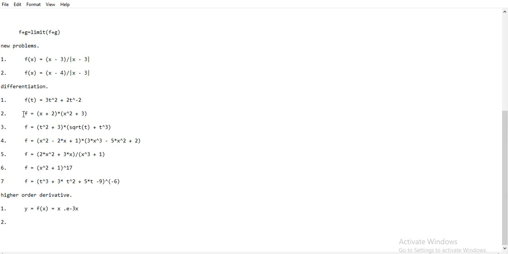Let's move to the next problem. F equal to x plus 2, that means the multiplication rule of differentiation. F into g prime plus f prime into g is the property, but we don't have to worry about the property or remember it. Matlab will solve it for us directly. We only have to give the equation.